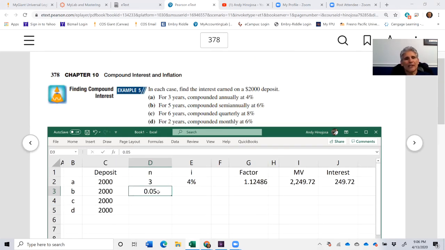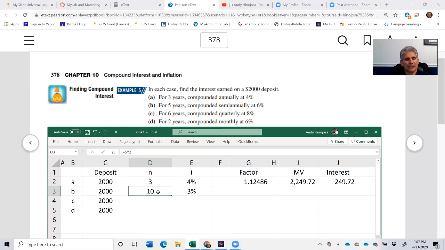In part B, we're looking at 5 years, and the compound period is semi-annually. So the number of periods, that's going to be a multiplication. So that's times 2. So they're really looking at 10 periods. The interest rate is 6%, and that's going to be divided by 2. The interest rate per compounding period is 3%.